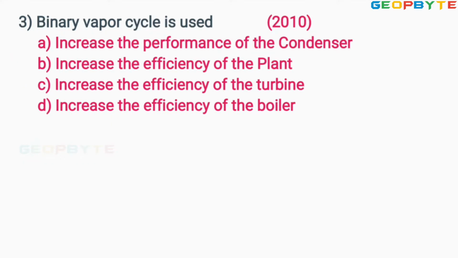Look at the third problem. It is given in 2010. Binary vapor cycle is used. Dear friends, remember, binary vapor cycle means it is a combination of two power plants. Generally, mercury is the material in one power plant and steam is the material for the other power plant.